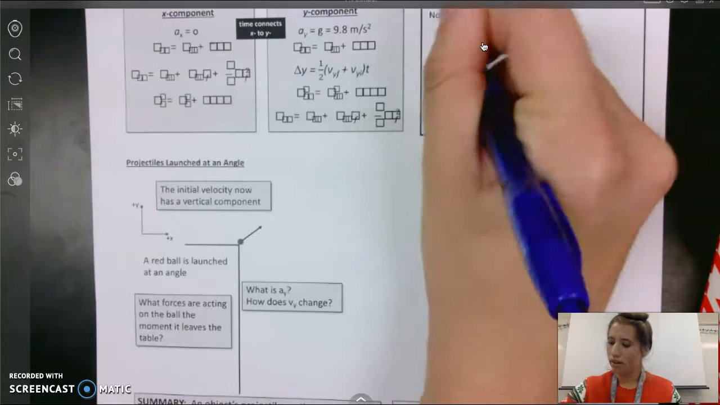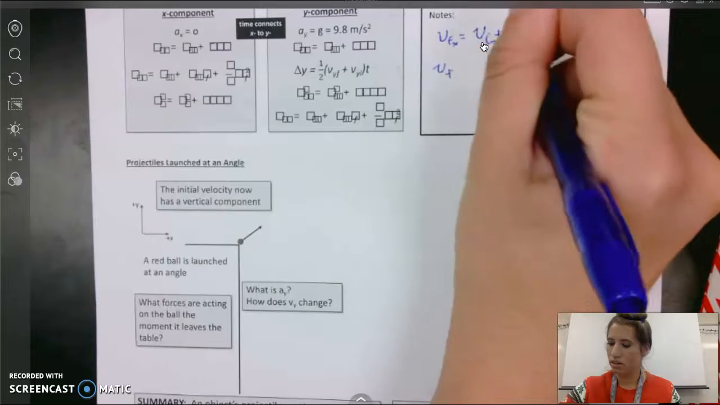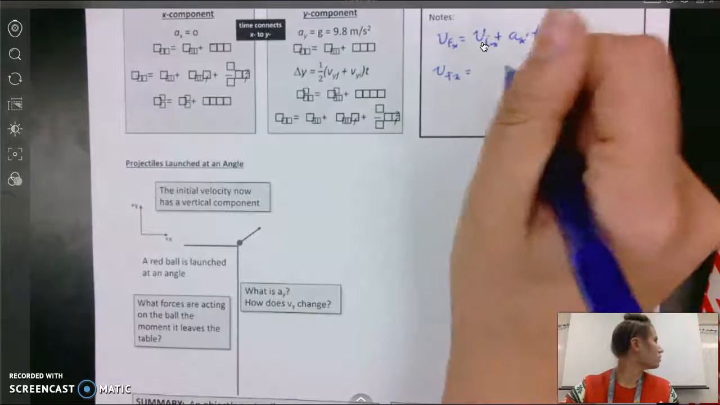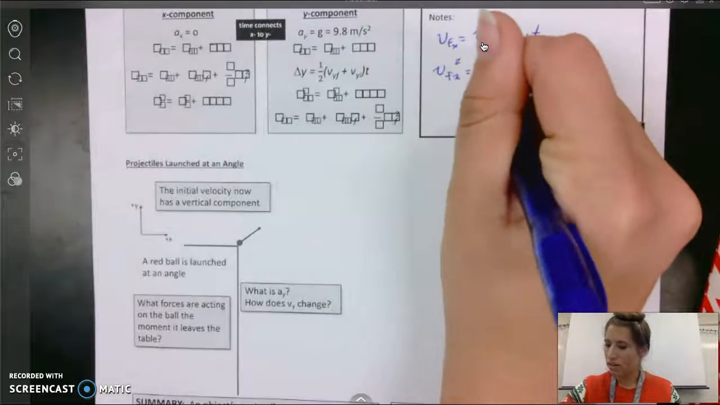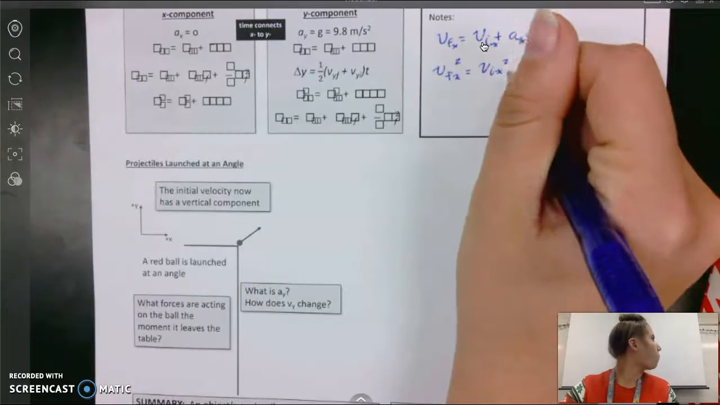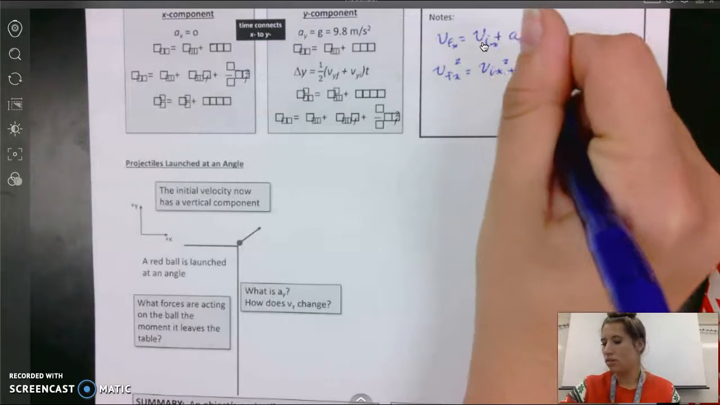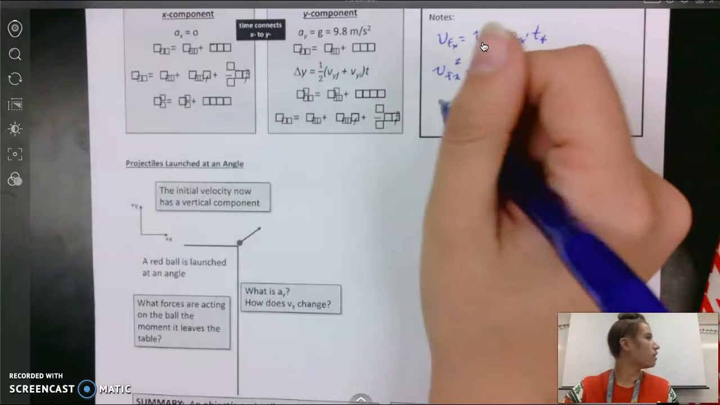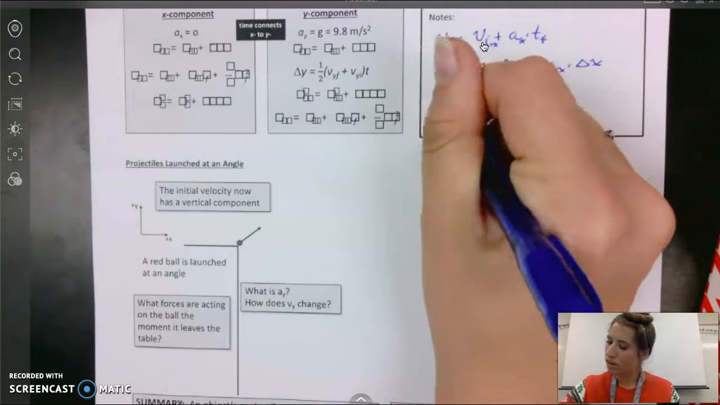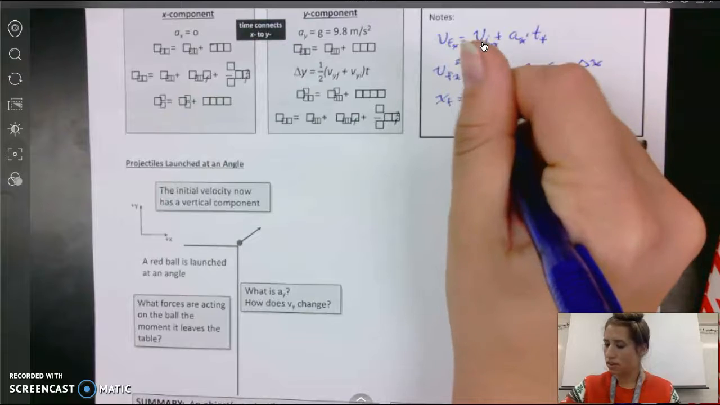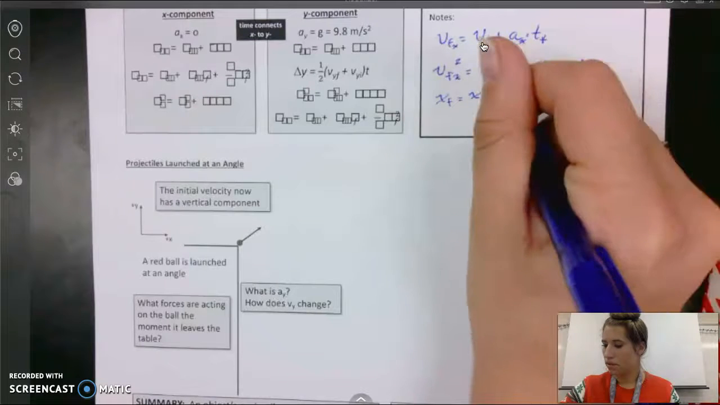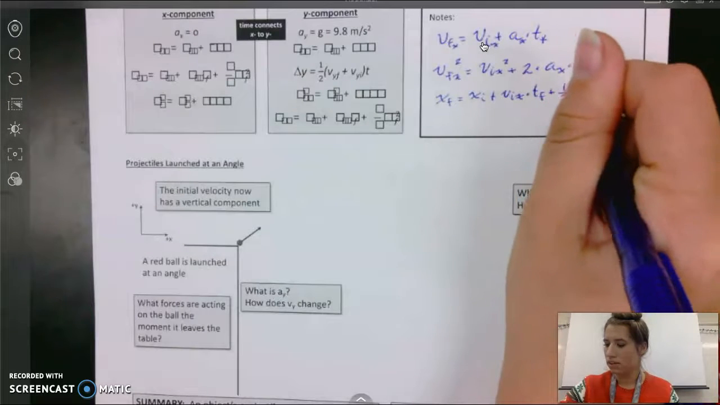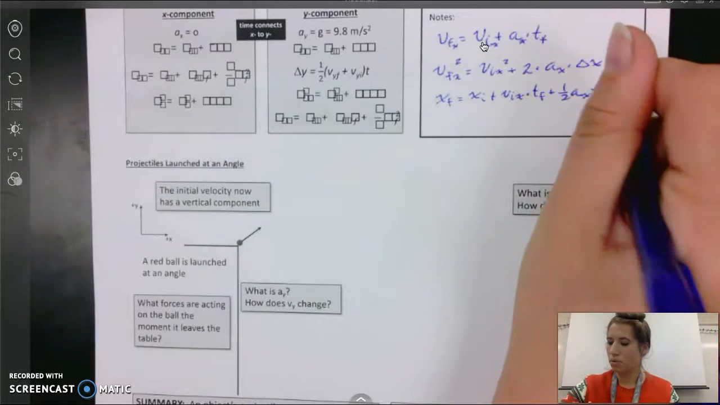velocity final, and we're going to make all of these in the x direction, recognizing it could also be in the y. So velocity final squared will equal velocity initial in the x squared plus 2 times acceleration times delta x. And then we have our third equation, x final equals x initial plus velocity initial in the x multiplied by time final plus 1/2 acceleration time final squared.